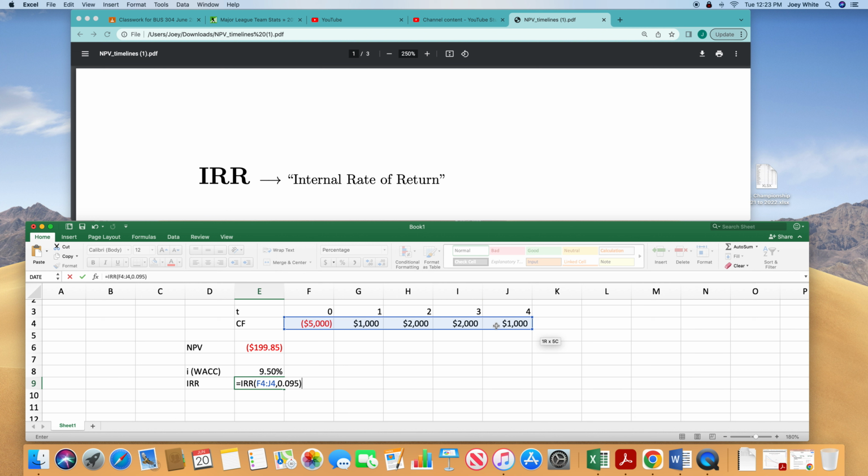0.095, close the parentheses. And we can see that this YouTuber project had a 7.673% internal rate of return. That means, if you were to do this YouTuber project, you would earn a 7.673% annual rate of return as a result of this each year.